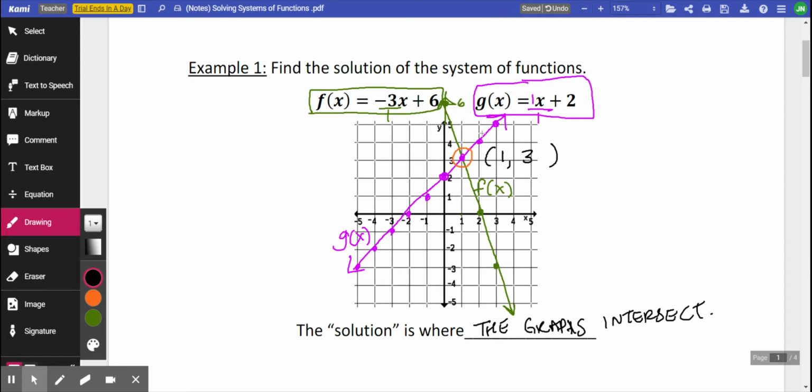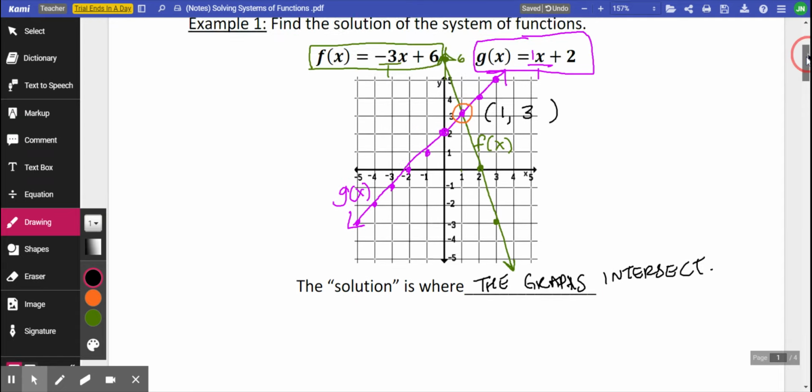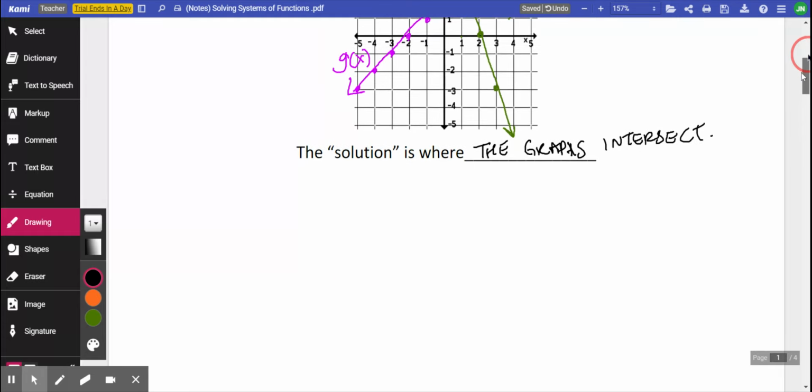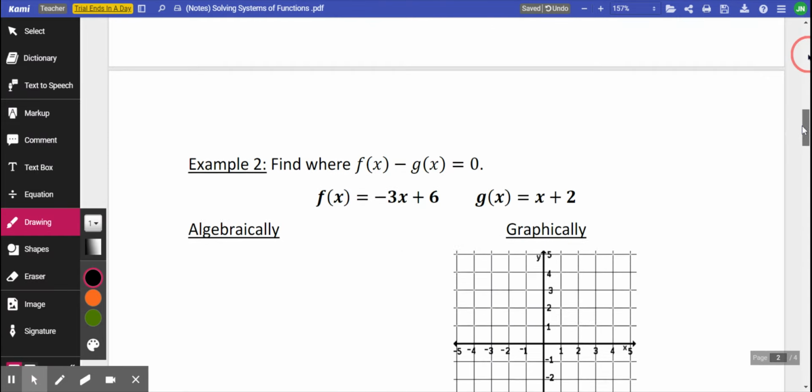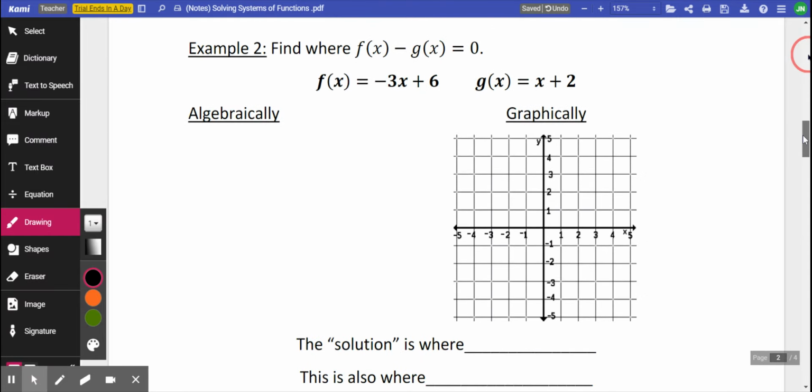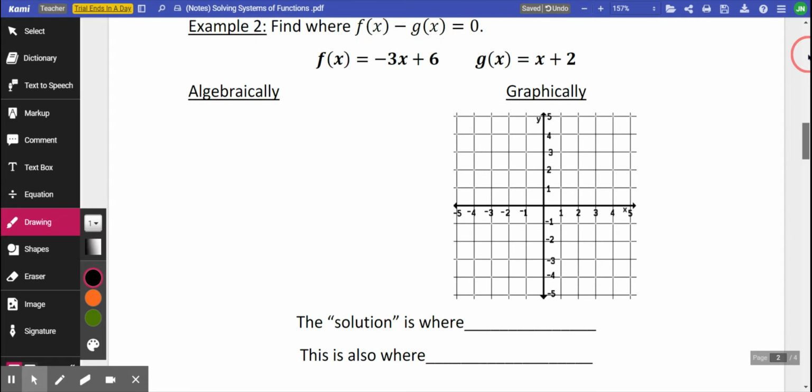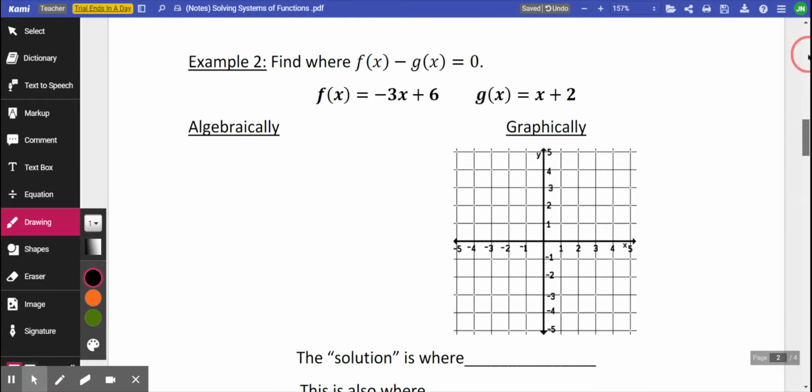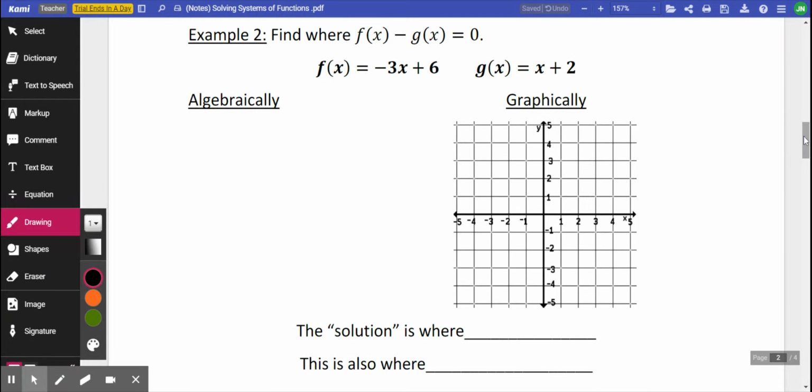Okay, so now that we know what a solution is, every now and then they give you the same exact type of problem, but they give it to you looking different. On the SBAC, a lot of the time they give you something that looks like this. It says find where f of x minus g of x is equal to 0. So if you have two functions, f of x and g of x, find out where they are equal to 0. Let's say we wanted to figure this out algebraically.